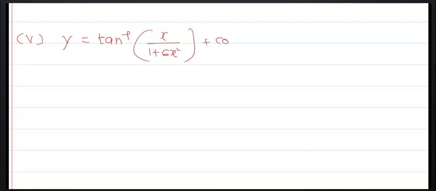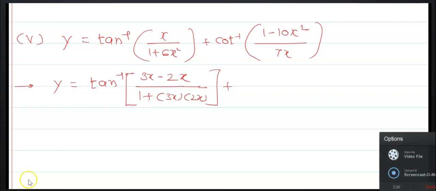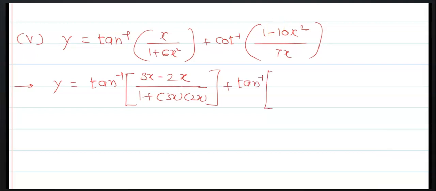Y is equal to tan inverse of x upon 1 plus 6x square, and cot inverse of 1 minus x square upon 7x. That is tan inverse x upon 1 plus 6x square, where the numerator x can be written as 3x minus 2x. What are the numbers whose product is 6x square? 2 and 3. So this is 3x minus 2x upon 1 plus 3x into 2x. Now here is a cot inverse. Cot inverse of 1 upon x is tan inverse of x. Therefore here it will be 7x upon 1 minus 10x square.